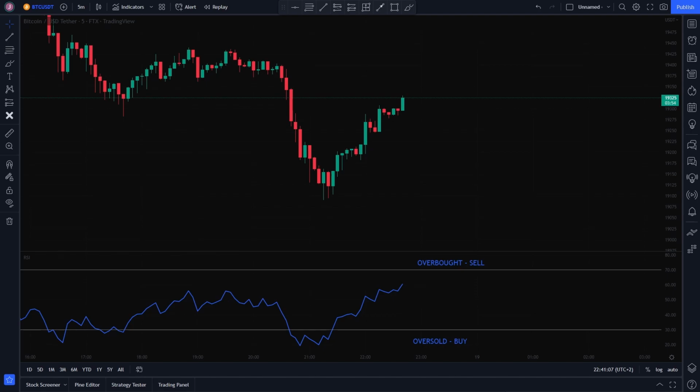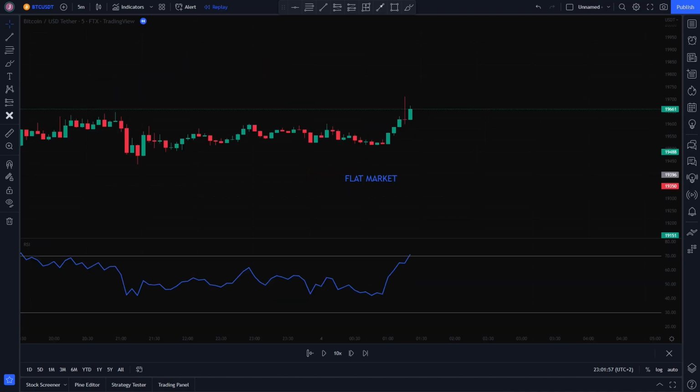The problem with this strategy are trending markets, where an asset can stay in overbought or oversold areas for quite a while, so you would get stopped out many times before getting a good trade. But if you identify a non-trending flat market, then it is a great strategy to use and it can be very profitable. Let me show you a few examples of such trades.